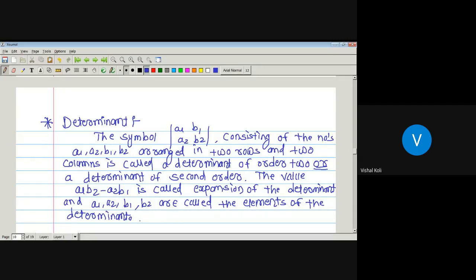Okay, so the symbol which is of this form, that is instead of the matrix symbol we take this symbol, and the entries are the same as our matrix, A1 B1 A2 B2, which consists of four elements A1 A2 B1 B2 arranged in two rows and two columns, is called a determinant of order 2. Since it contains two rows and two columns, it is actually a 2 by 2 determinant. And the value obtained in this way, that is A1 into B2 minus A2 into B1, is called the expansion of the determinant of order 2, and the elements A1 A2 B1 B2 are called the elements of our determinant of order 2.